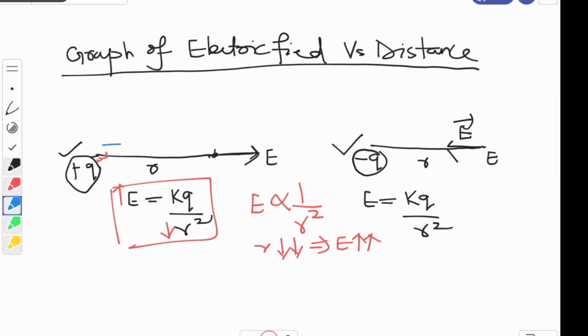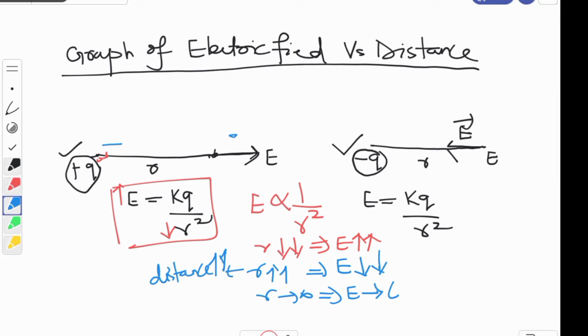Now we'll keep on increasing the distance. When r increases, that means at a far off place, what will happen to the electric field? The electric field intensity will decrease. If r tends to infinity, the electric field intensity will obviously tend to 0. Clear? This much also we have discussed.